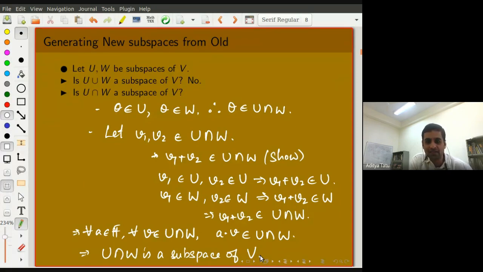So again, think of this as an analogous scenario with that of subgroups. If I give you two subgroups H and K of a group G, what can you do with H and K in order to generate new subgroups? Right. There also, if you talk of set operations, we know H union K may not be a subgroup, whereas H intersection K will always be a subgroup. What else did we see?